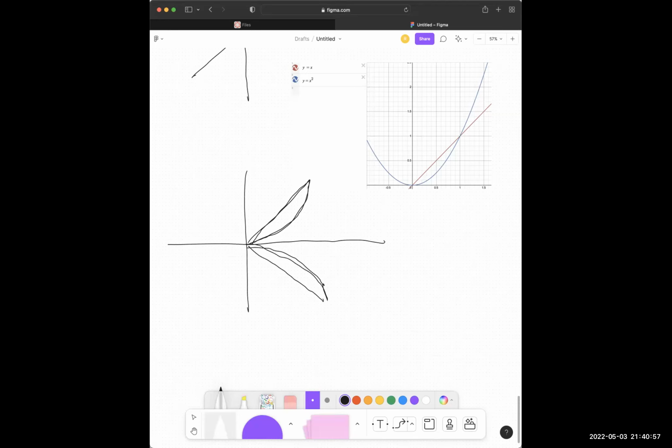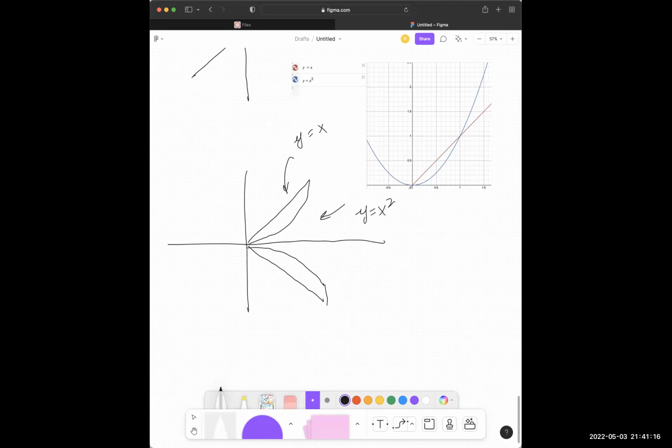And how are you gonna, so you could try to do discs, but the idea is that you have this gap in between. And so what are you gonna do to tackle that? Well, you're gonna use washers. So this top here is y equals x. This bottom here is y equals x squared.